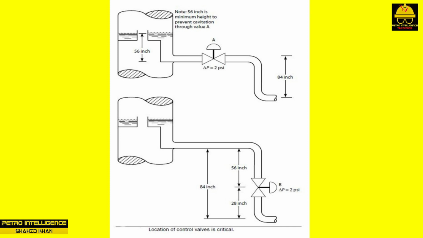Why? Referring to the picture, the pressure head of water above control valve B is an extra 2 psi, or 56 inches of water. Thus, even if control valve B loses 2 psi of pressure, the water will not flash to steam. And this is true even when the sump is almost empty.